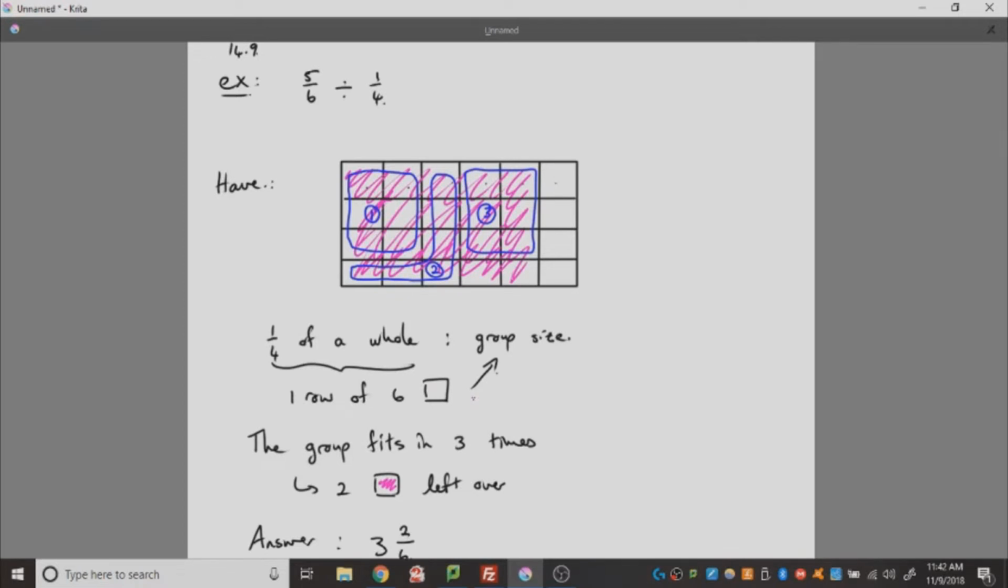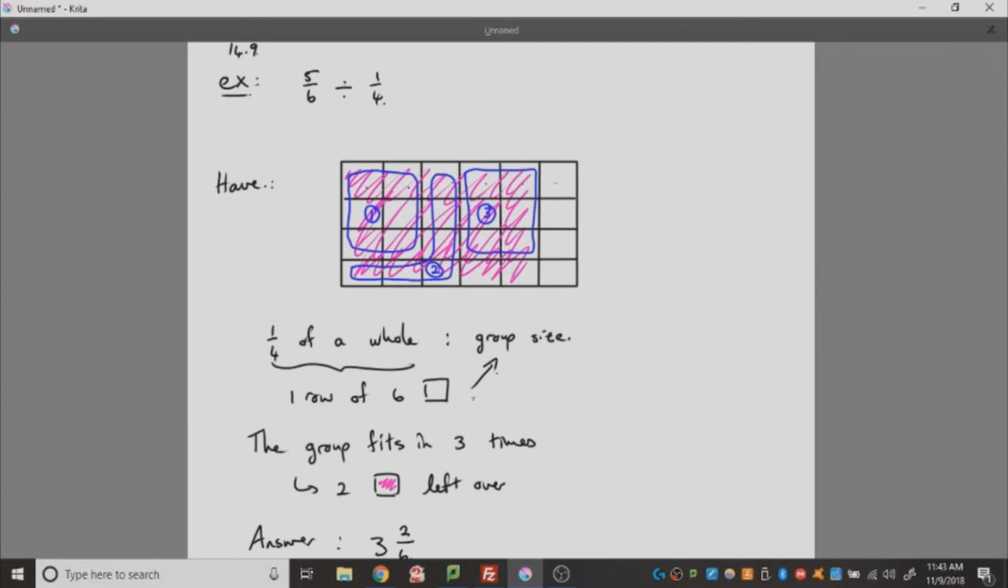Yes? It's our first example, right? So the blue, like you said, three of what can fit in? My group size can fit in 3 times completely. I like to think of it as times I can fit it in. So my group is a 6 square grouping, little squares. I have to make groups of 6. How many times can I do that? But it's not what I have. I only have pink ones.